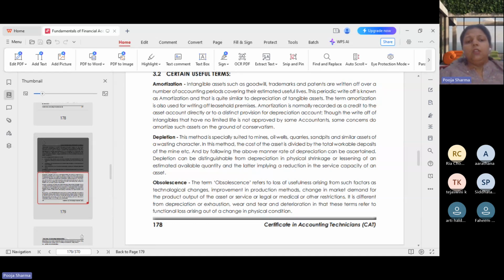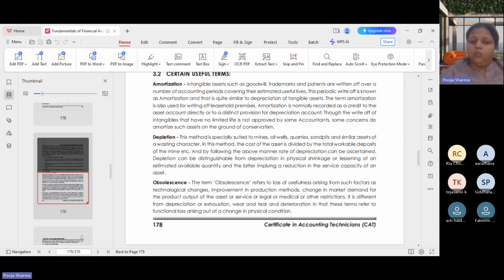Now, depletion. This method is used for natural resources. It may be forest, oil, mine, things like this. For this, we use the depletion method. It is the same method of allocating the cost of assets over their useful life. The only difference is that depreciation is for fixed assets, amortization for intangible assets, and depletion for natural resources. The same pattern is followed: take the cost of the asset minus its scrap value and divide by the estimated number of years of life.